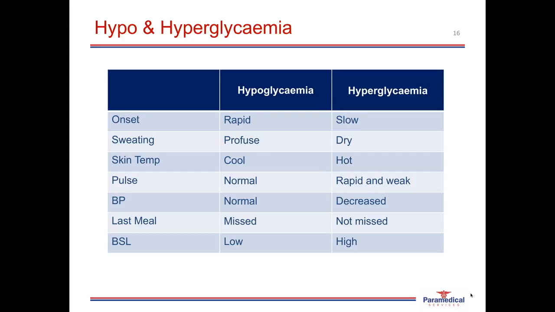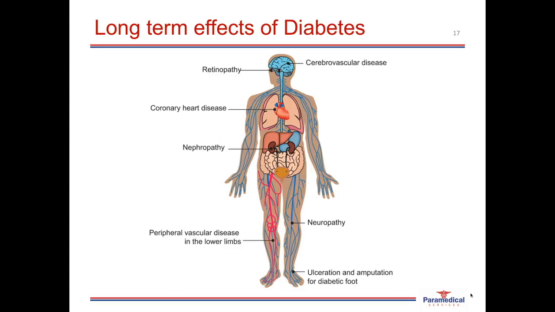When asking about history, you will most commonly find that in the hypoglycemic patient there has been a missed meal, whereas with the hyperglycemic patient, there were no missed meals. When checking the blood sugar levels using a glucometer, in the hypoglycemic patient, you're always going to find lower readings, and in hyperglycemia patients, you're going to find high readings.